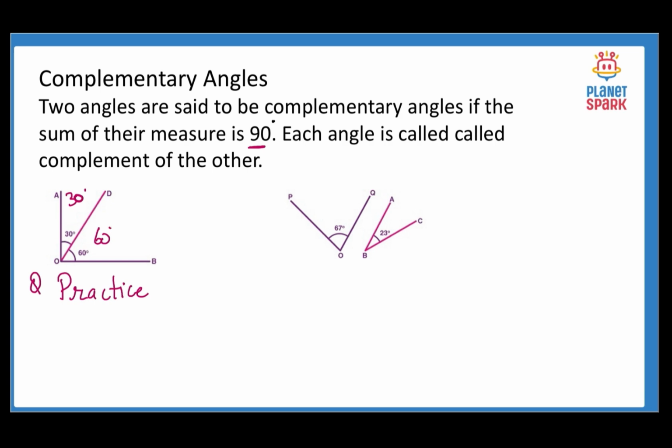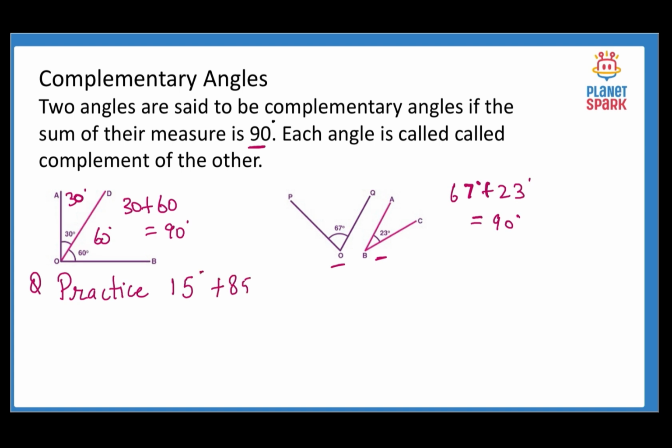First figure, angle AOD is 30 degrees, angle BOD is 60 degrees, 30 plus 60 gives us 90, so they are complementary angles. In the second figure, angle POQ is 67 degrees, angle ABC is 23 degrees. Again adding 67 degrees and 23 degrees, my answer is 90 degrees, so they are complementary angles. Remember, for two angles to be complementary, the sum of measurement should be 90 degrees.